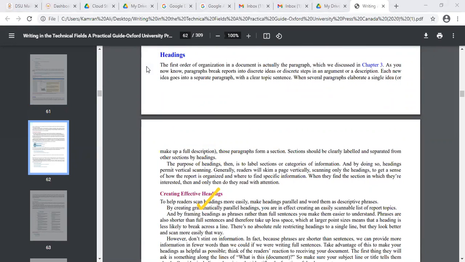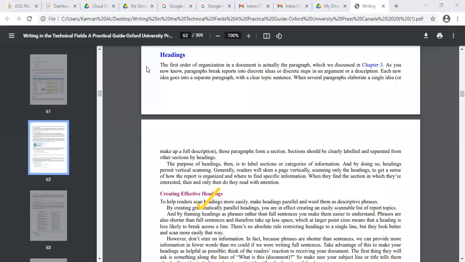Headings. The first order of organization in a document is actually the paragraph, which we discussed in the previous chapter, chapter 3. As you now know, paragraphs break reports into discrete ideas or discrete steps in an argument or a description. Each new idea goes into a separate paragraph with a clear topic sentence. When several paragraphs elaborate a single idea or make up a full description, those paragraphs form a section.